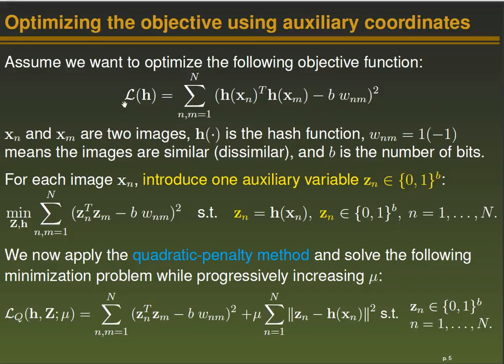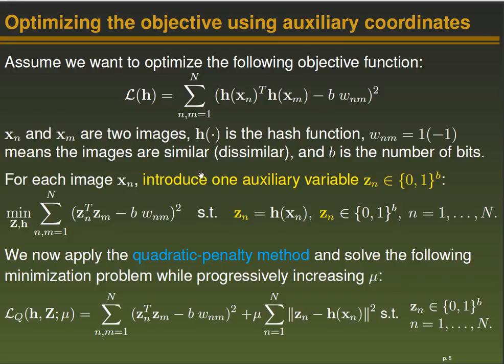Assume we want to optimize this objective function, which is a popular objective function in binary hashing. Xn and Xm are two images, H is the hash function, Wnm shows the similarity between the pairs of the images, and B is the number of bits. First, we introduce n new auxiliary variables which are binary. Each auxiliary variable is equal to the output of the hash function.